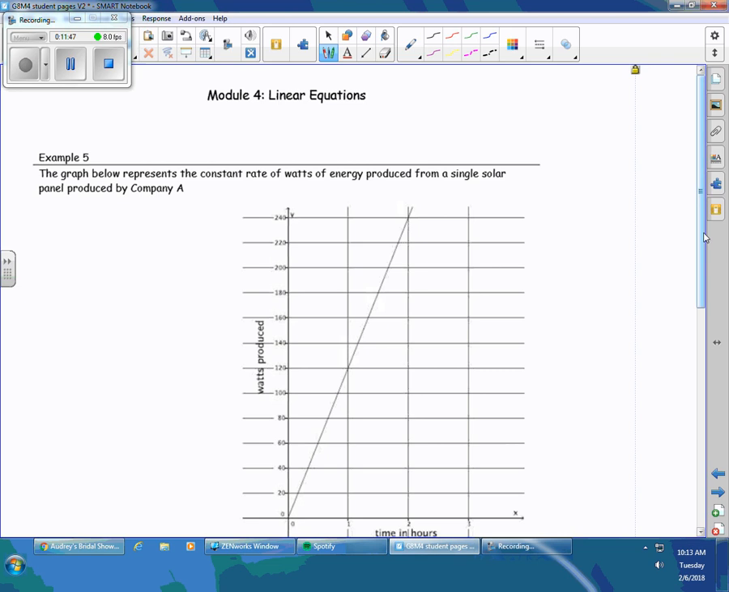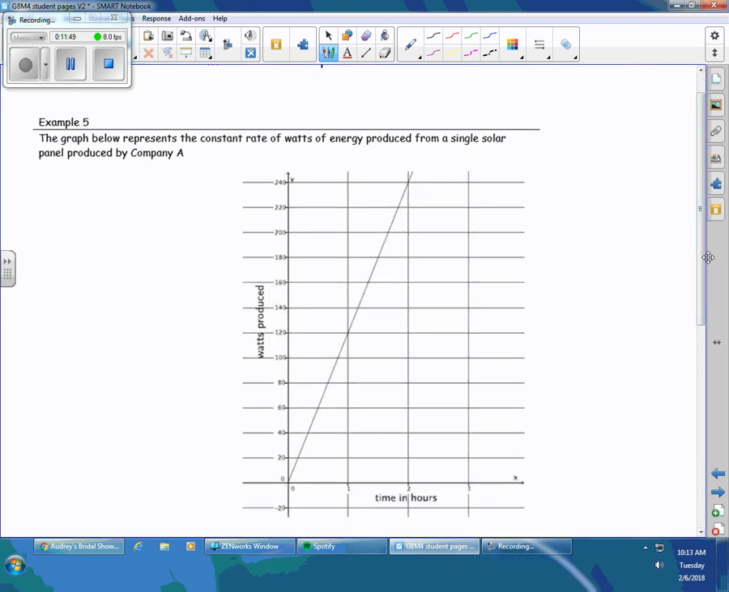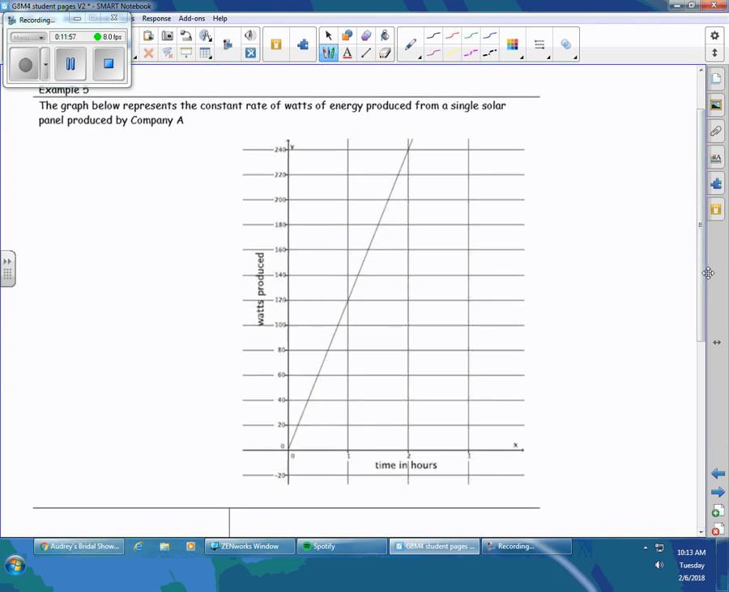Okay, example 5. The graph below represents the constant rate of watts of energy produced from a single solar panel produced by company A. So we've got our time in hours on the x, and we've got watts produced as our y. Find some integer coordinates, and it looks like it's going to be 120 watts per hour. So y equals 120x, because that's per 1 hour.